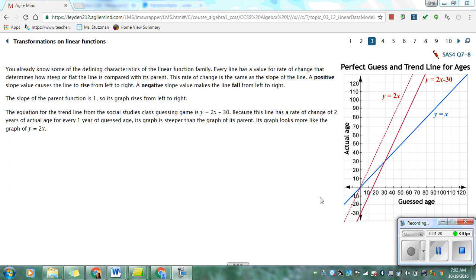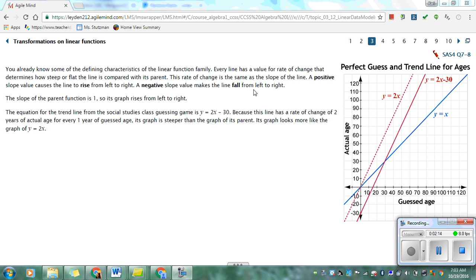Okay, so what we want to do is explain how the rate of change or the slope of a linear function affects the graph of the function. The rate of change determines how steep or how flat the line is compared to the parent function. So again, the parent function is blue, and the red lines are my other linear functions. The slope determines how steep they are compared to the given parent graph, y equals x. When you have a positive slope, the line rises from left to right. And when you have a negative slope, the line falls from left to right.